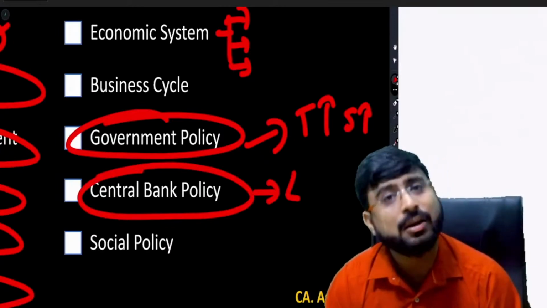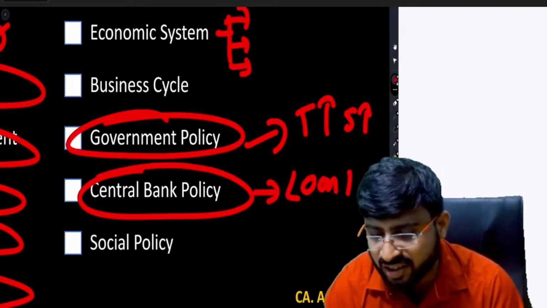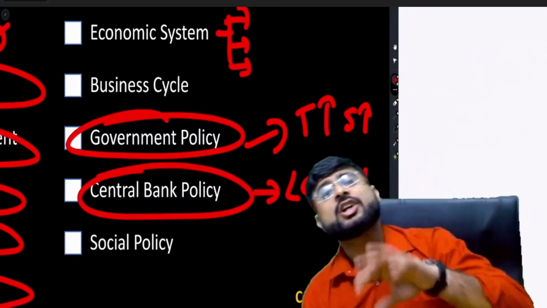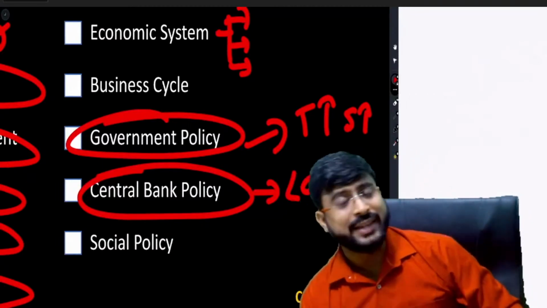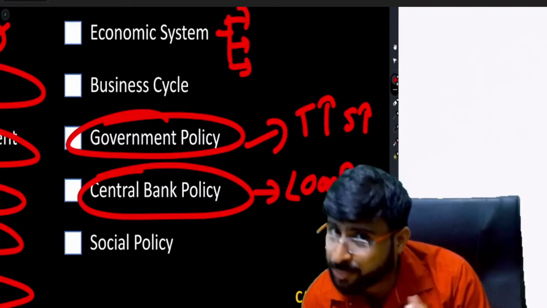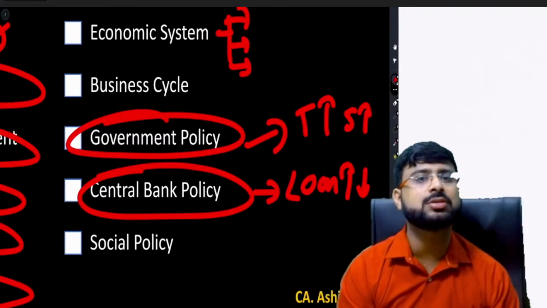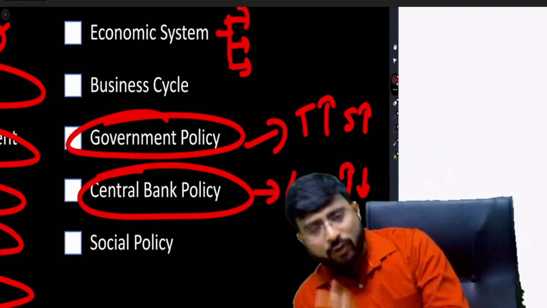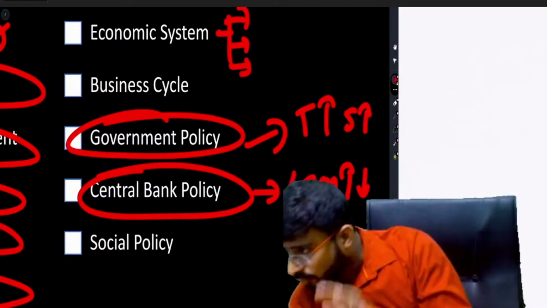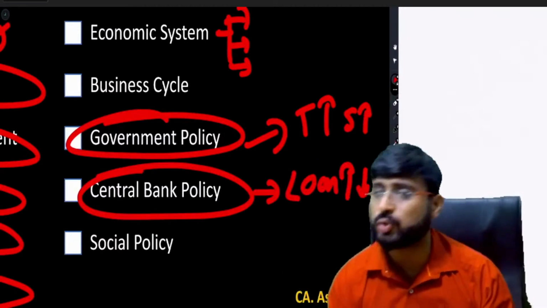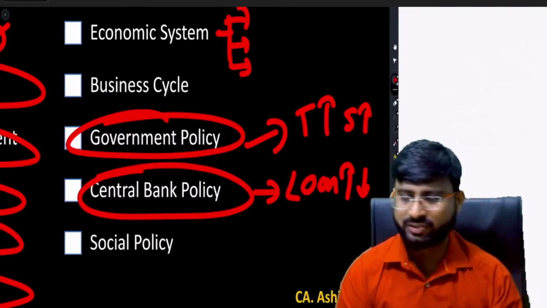Central bank means RBI. Whether RBI has increased the rate of loan or decreased the rate of loan. Suppose the rate of interest on loans is increased, then for businesses it becomes expensive to take loans. So the amount of loans they take will reduce. If the amount of loans reduces, automatically in the economy the amount of investment will reduce. Yes, sir, you are logical.